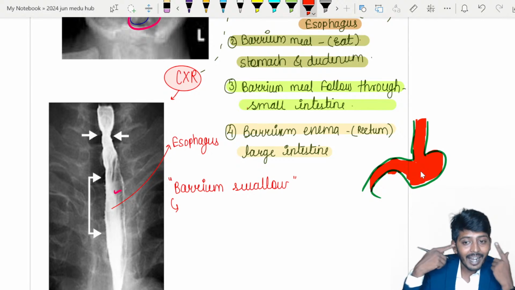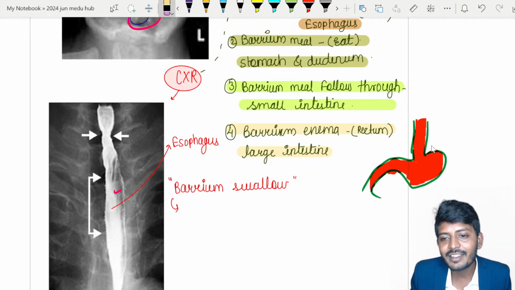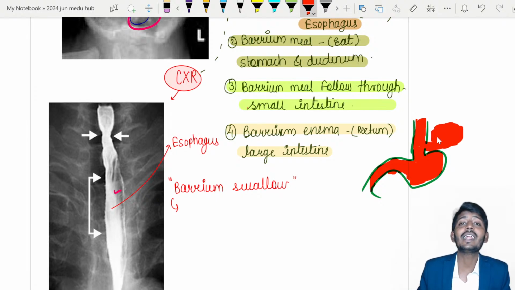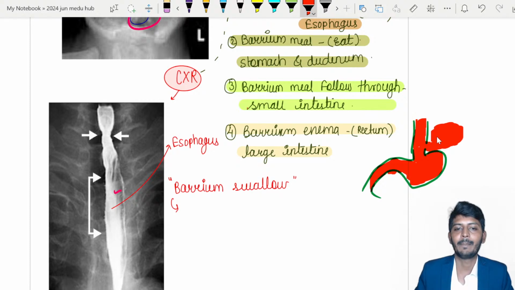For example, let's understand this. If there is a perforation, what will happen? Let's imagine there is an esophageal perforation. If my patient swallows the contrast, it will start to go outside also. If the contrast starts to go outside, what will that tell me? Yes, there is a rupture present. We can think of rupture of the esophagus, for example, right?